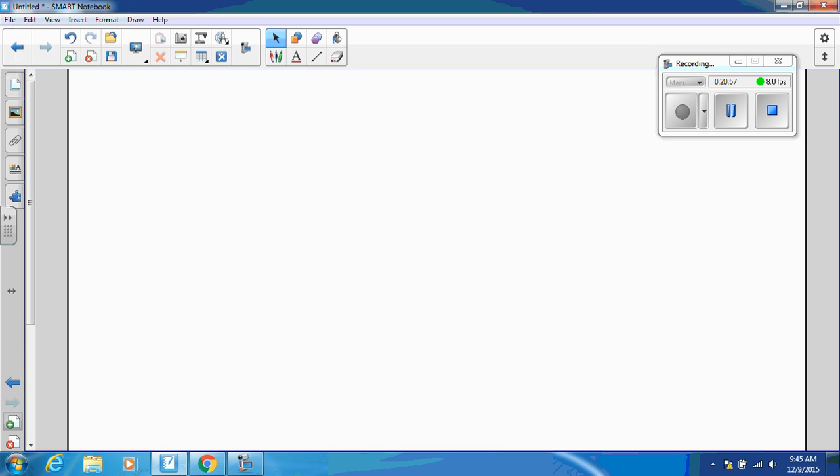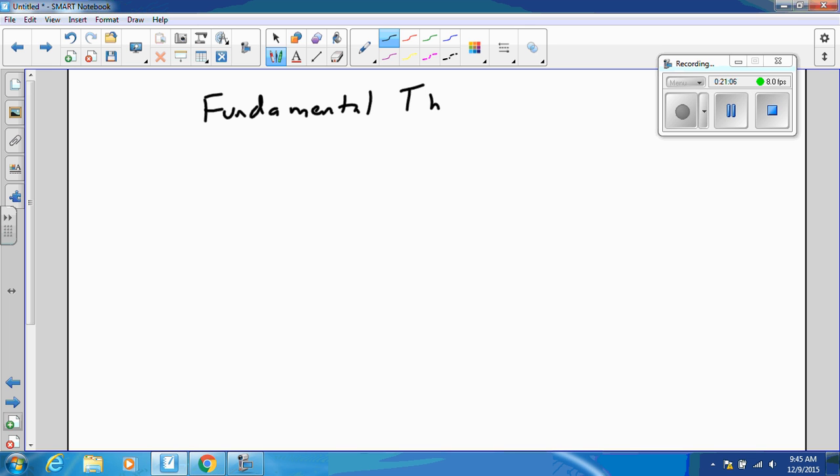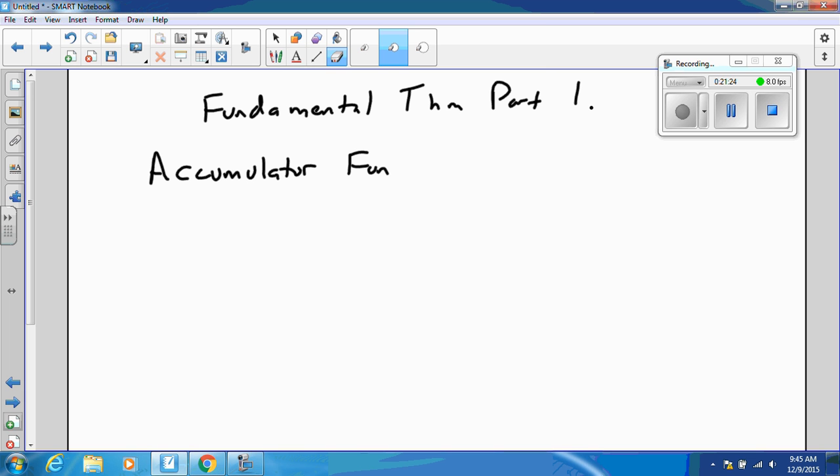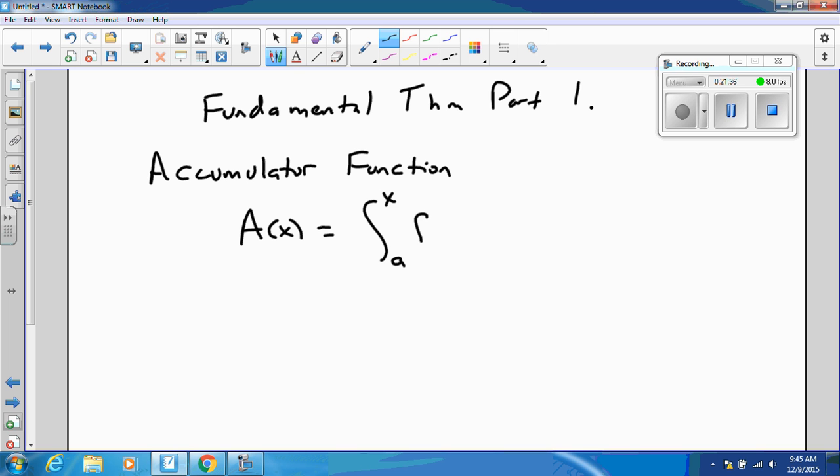All right. Now we come to the big story of today, which is the fundamental theorem of calculus. And to get there, what I would like to do is to introduce the idea of an accumulator function. And an accumulator function is going to be a function in the form of an integral.